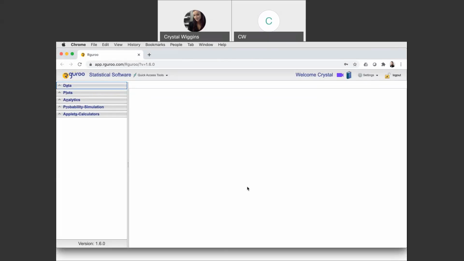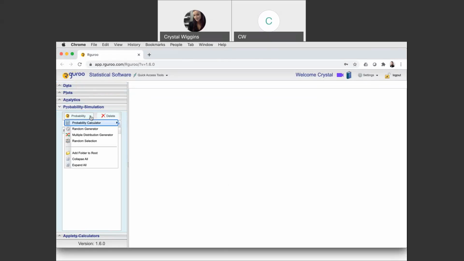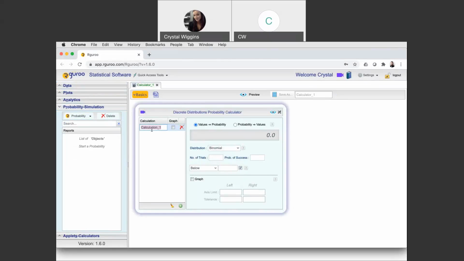Okay, so we don't need any data or anything like that. We're just going to use the probability calculator here. So you're going to go to Probability Simulation, then to Probability, and to the Probability Calculator. Now we will be working with continuous very soon, but we are still working with discrete data. And recall, discrete data is that countable data without fractions and decimals.